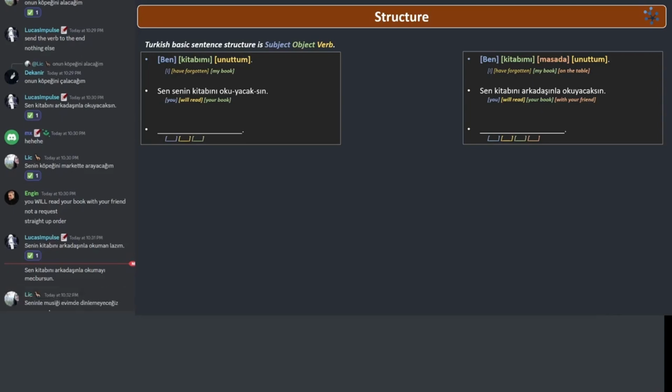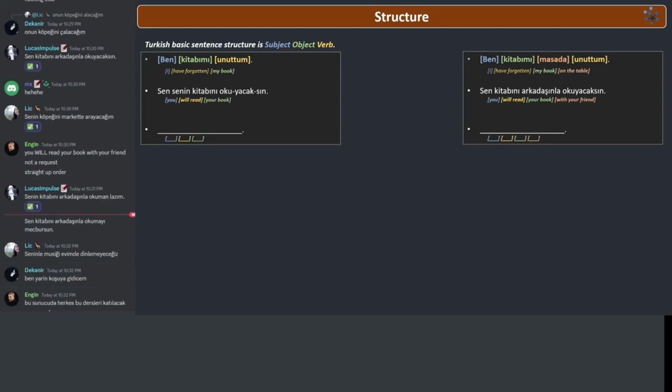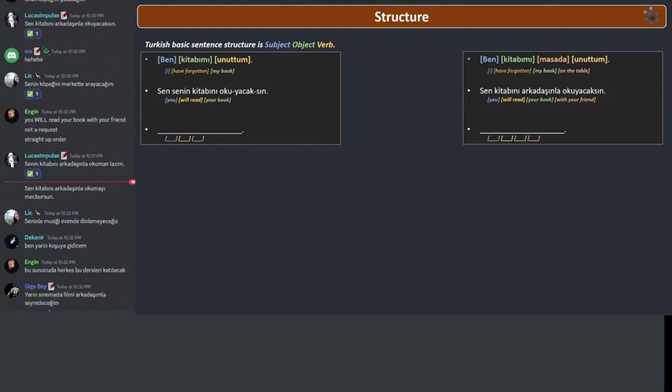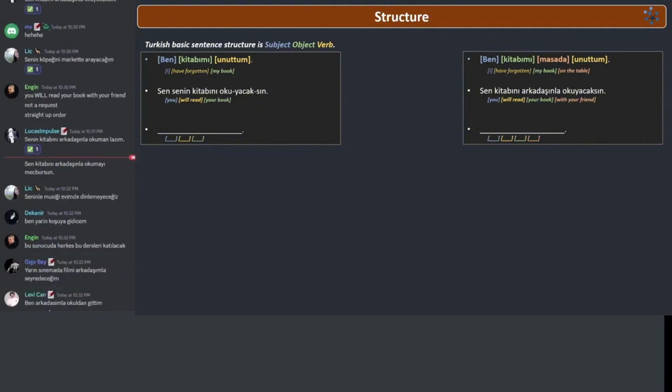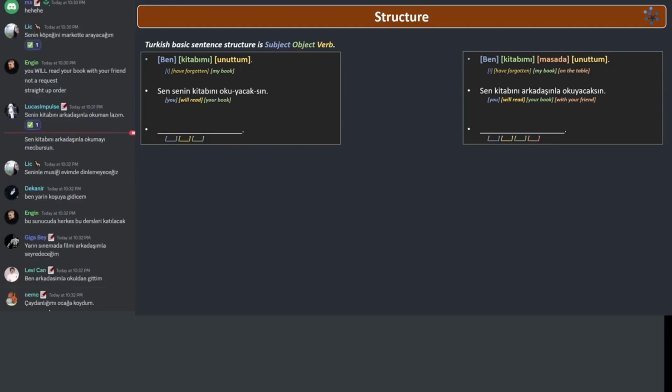Seninle evimde müzik dinlemeyeceğiz. This time I switched music with evimde because müzik dinlemek, think about it as one word. Müzik dinlemek. Seninle evimde müzik dinlemeyeceğiz.